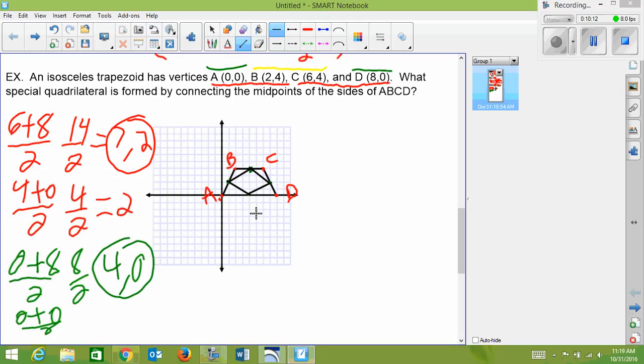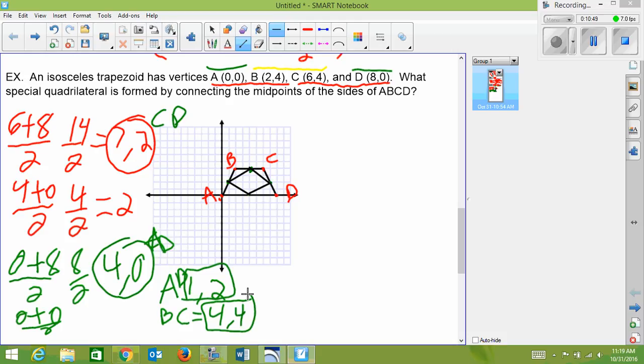to each other. So now I need my other two sides, which I erased, but A was 1, 2. This is D. This is the midpoint of AB. I guess I should write it like that. This was the midpoint of CD. Take that back, that was AD. 7, 2 was C to D, and my B to C is 4, 4. So I need these 4 to do my distance formula.